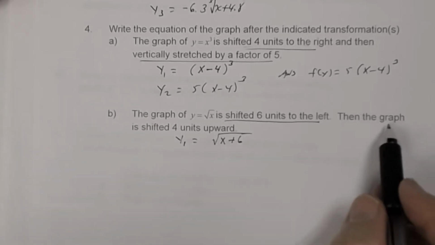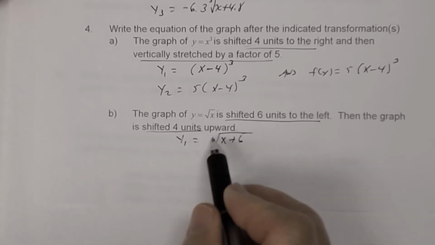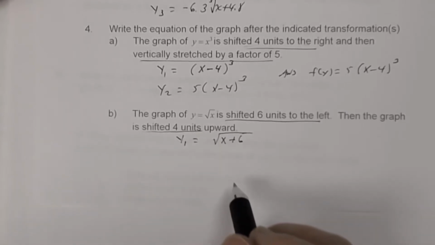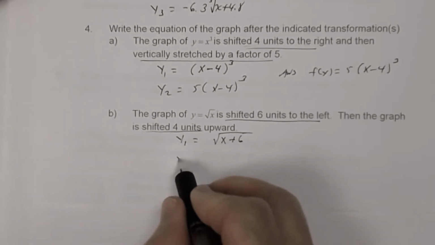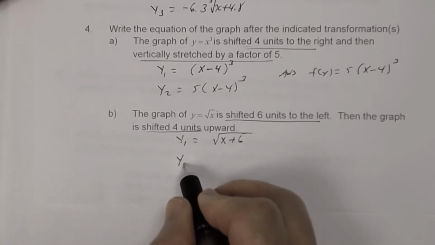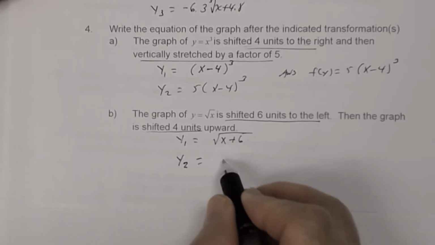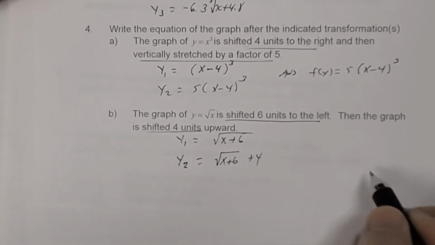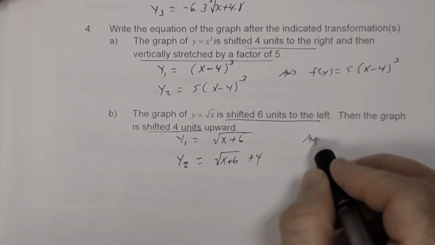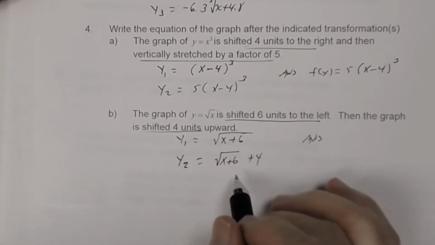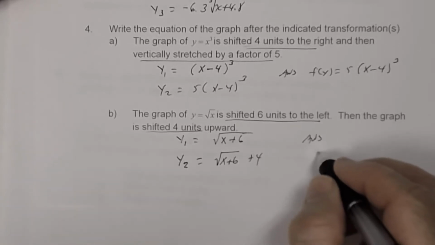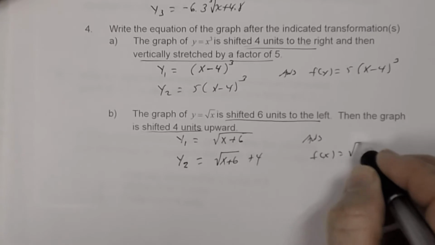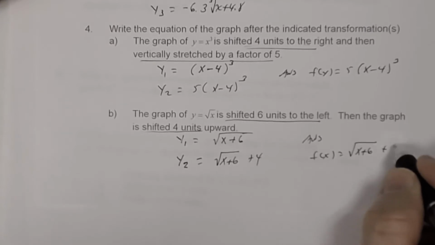Then my second transformation: I'm going to shift it up 4 units. Okay, that's easy, that's a vertical translation. If you don't have any other transformations, that's your last one. So there's your answer: f of x equals the square root of x plus 6, plus 4. All right, let's look at the next one.